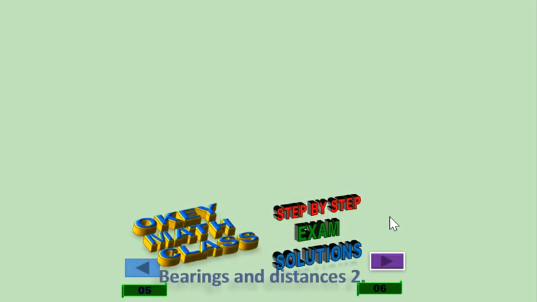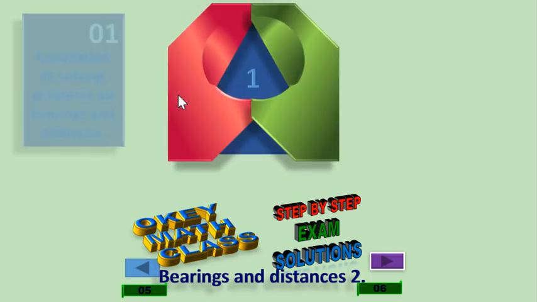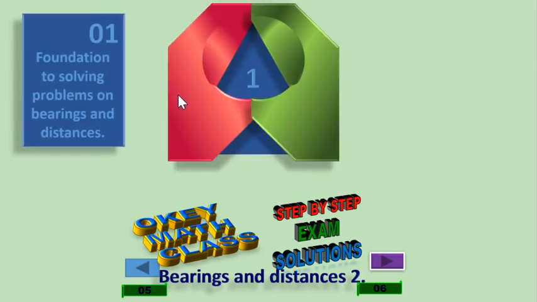Okay, math class. Present step-by-step exam solutions to bearings and distances. Number 2. In video 1, we looked at introduction to bearing and backward and forward bearings. In this video 2, we'll be looking at number 1, foundation to solving problems on bearings and distances.